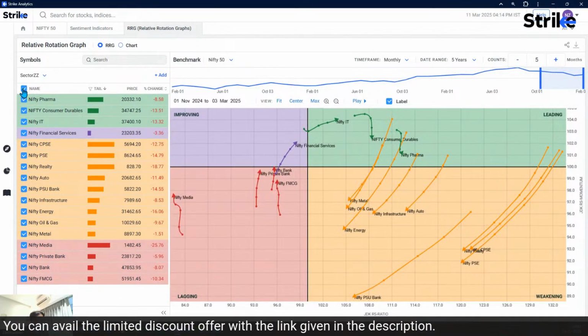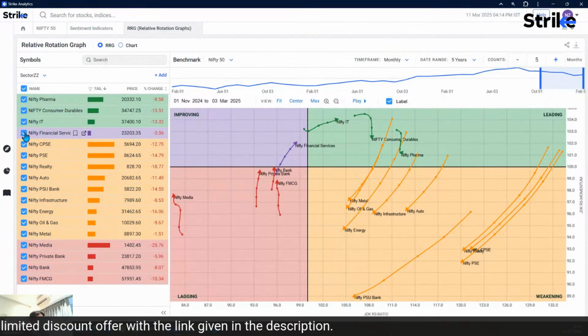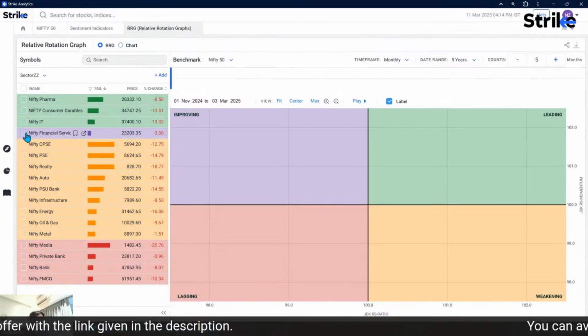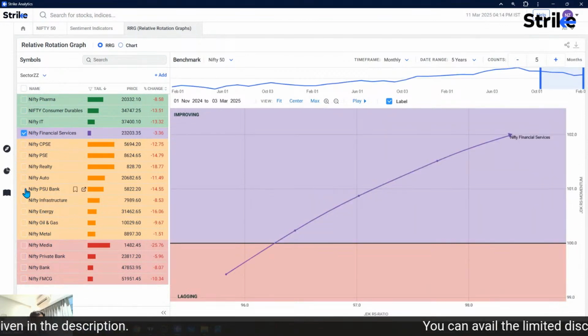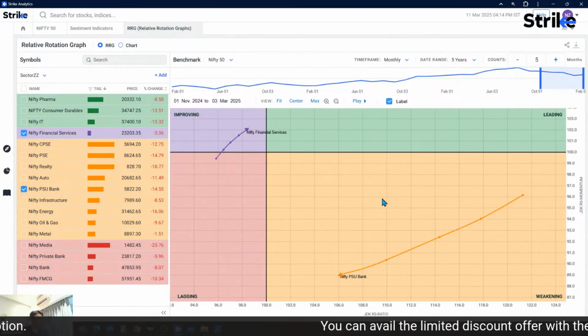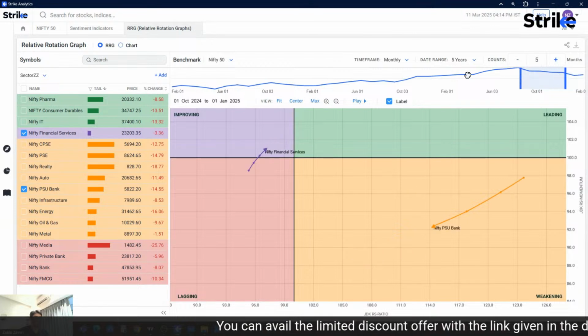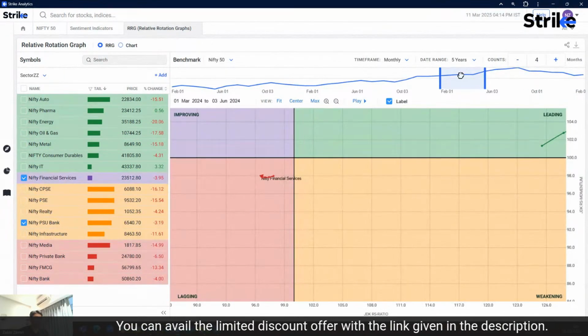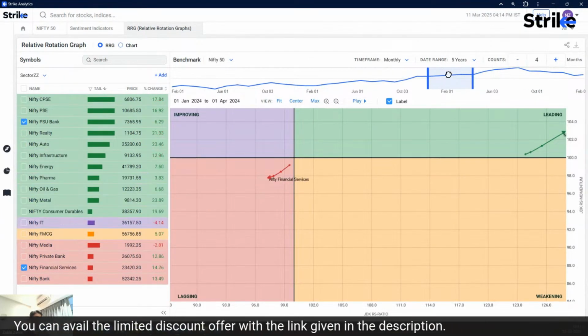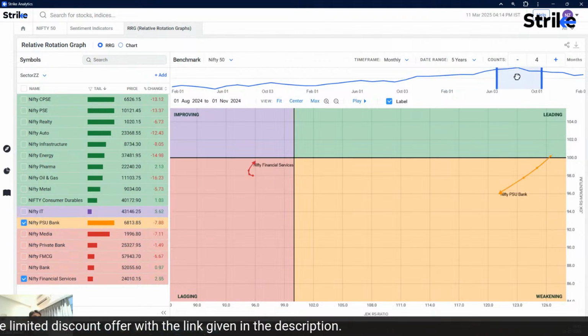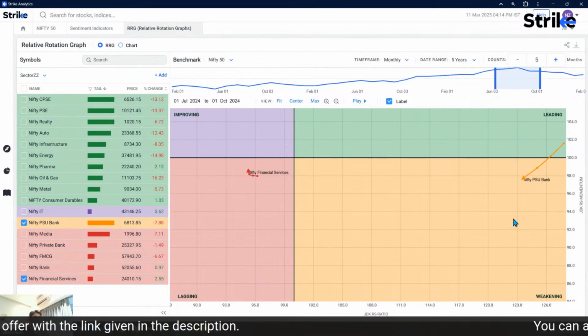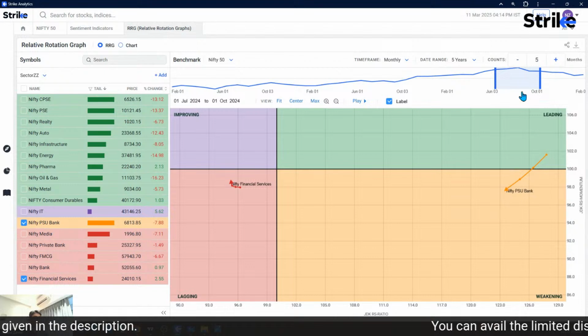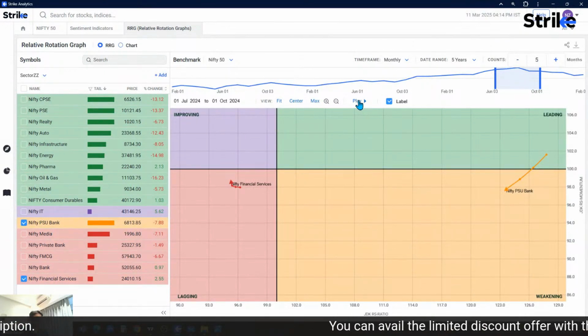So on the right-hand side, what we'll do is click on financial services and PSU. We'll just look at these two indices, and we will be looking at it from October onwards. So this was the case on 31st of October. Now have a look at this. What happened?